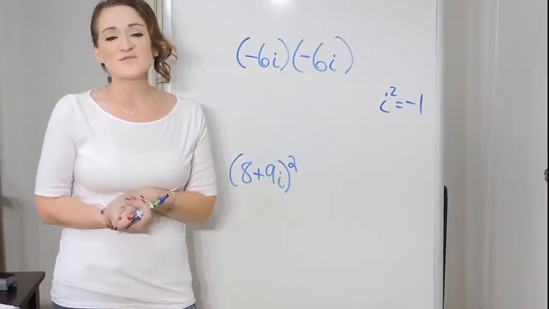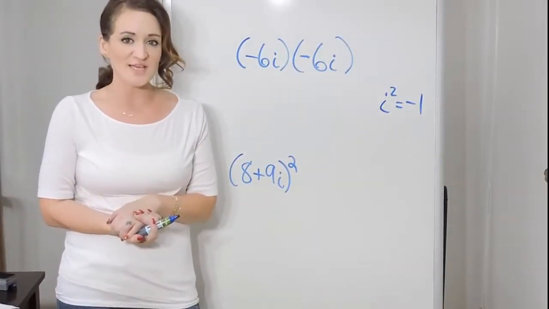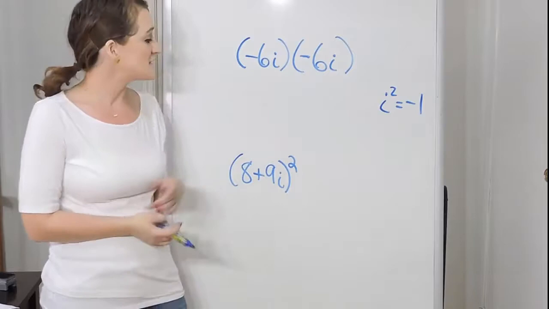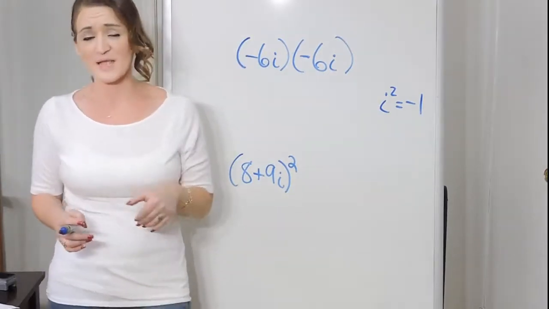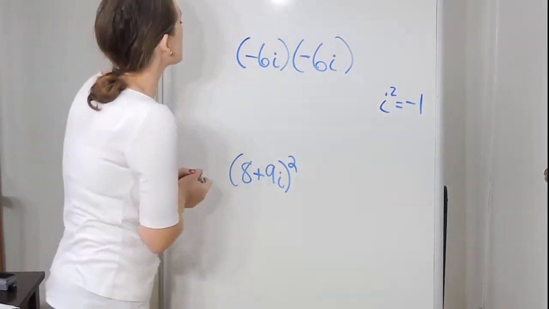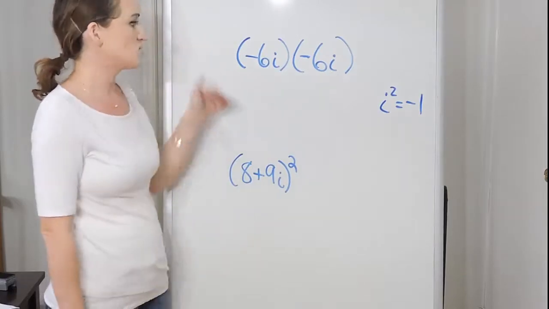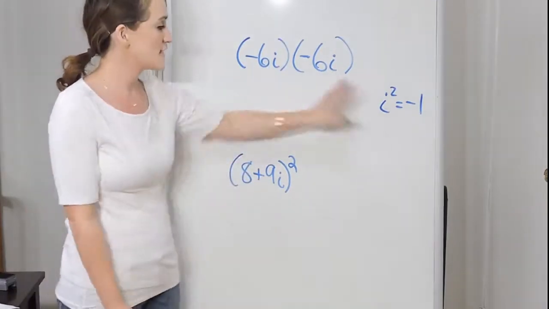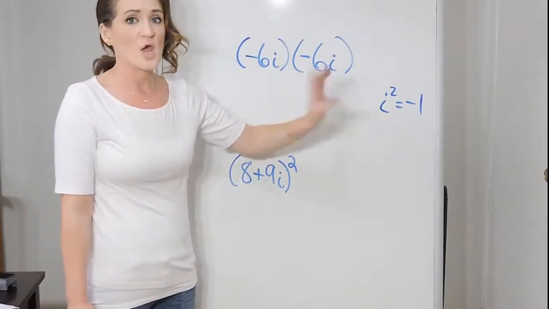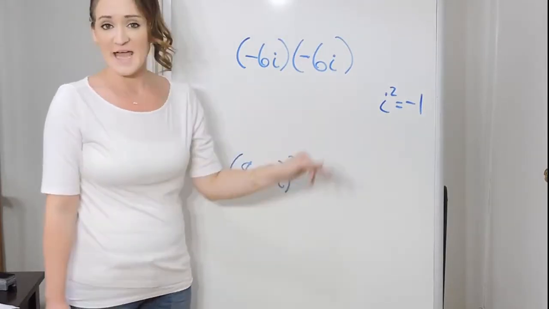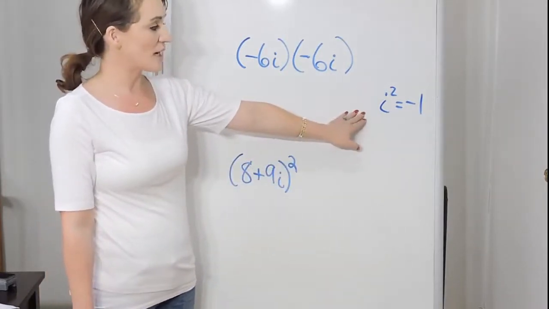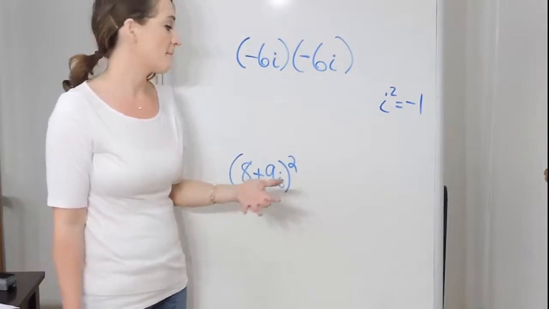Hey guys, so this video is going to focus on doing calculations with complex numbers, specifically multiplying with complex numbers. So the main rule that we're going to run into when we're trying to do multiplication with complex numbers is this rule right over here. We need to keep in mind that i times i, or i squared, is equal to -1.